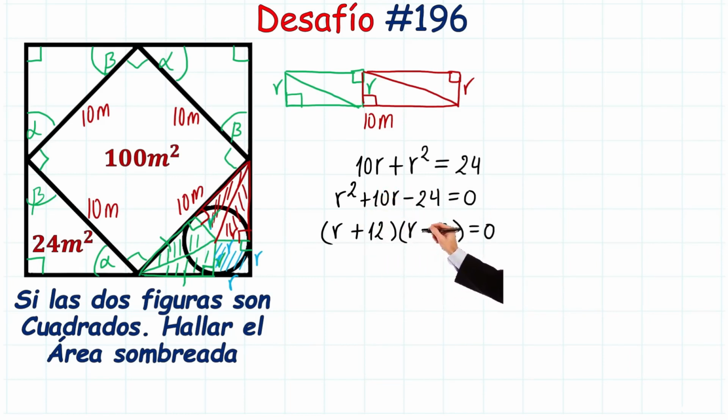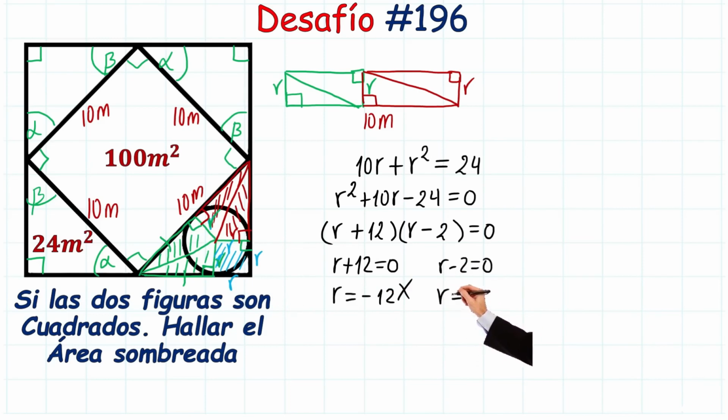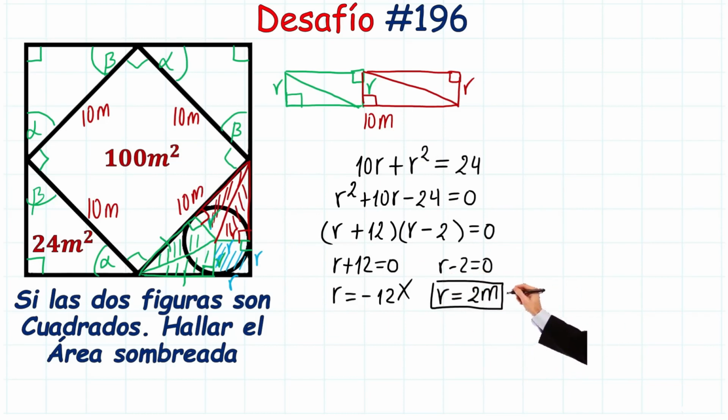Now as both are multiplying and are equal to 0, I can set each parenthesis to 0. r plus 12 equals 0, and here r minus 2 equals 0. This equation doesn't work for me because when I solve for r I get minus 12. And well, we don't have negative distances, so only that equation works for me. By clearing r, I find that r equals 2 positive. 2 meters, fantastic. We already have the radius of our circle, and now we can find the area very easily.